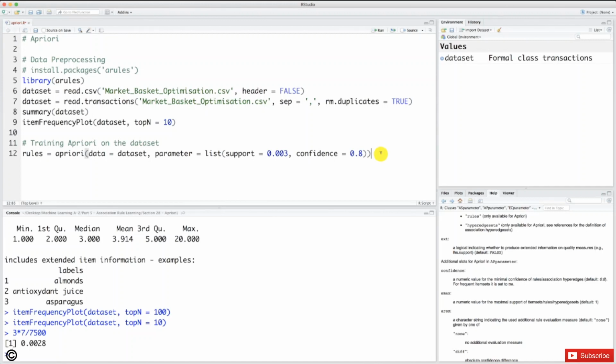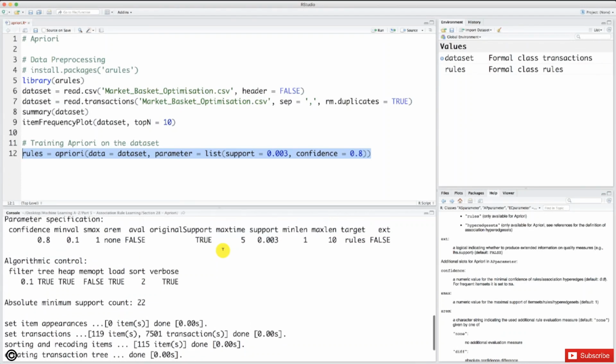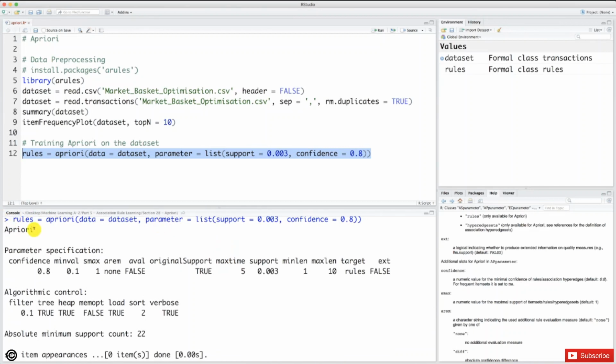Okay, so that's ready. With this single line of code containing only these two parameters, the dataset and the minimum support and minimum confidence, we train our Apriori model on our dataset. So let's select this line and execute, and here we go. Our Apriori model is created, and by the way, the rules are also created. So let's have a look at the info here. All right, so that's the Apriori model. And here we have the default parameters of this parameter argument.